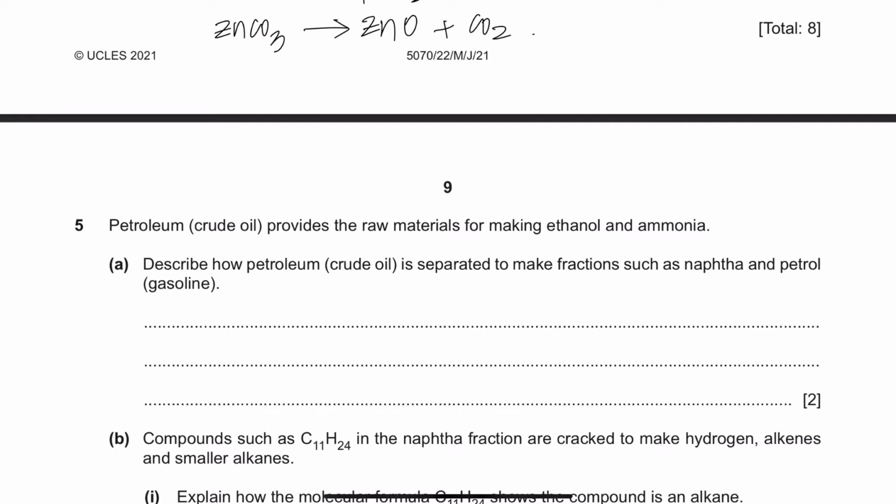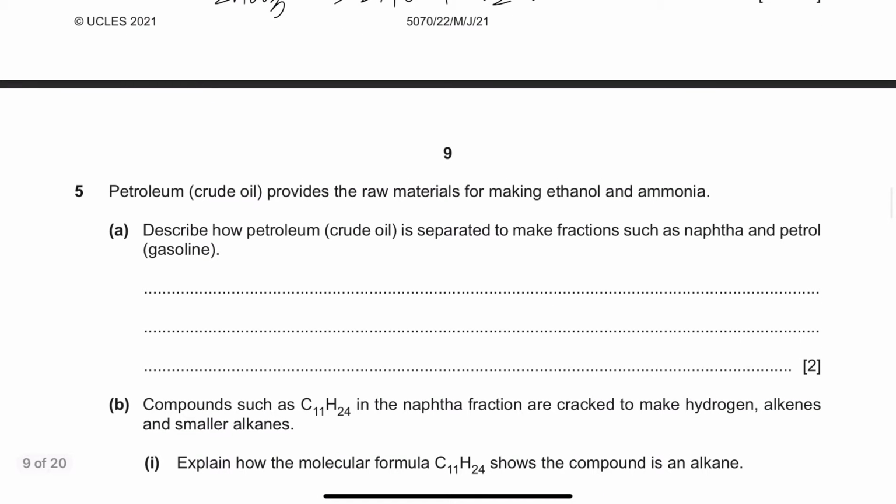Okay, let's do this. Now, it says describe how petroleum crude oil provides the raw materials for making ethanol and ammonia. It says describe how petroleum crude oil is separated to make fractions such as naphtha and petrol and gasoline. So we did crude oil. It's actually asking you about the fractional distillation of crude oil.